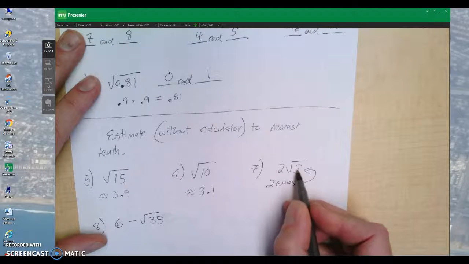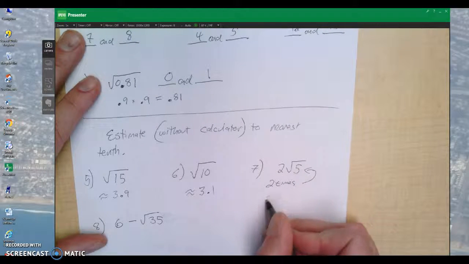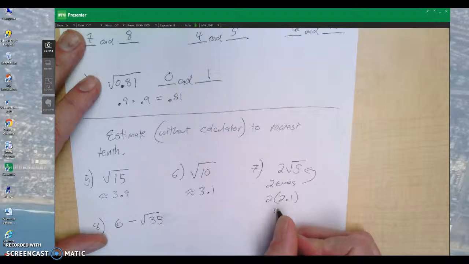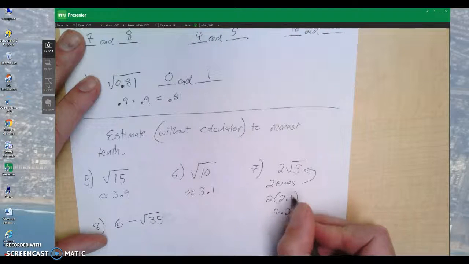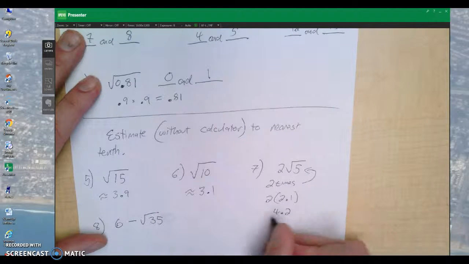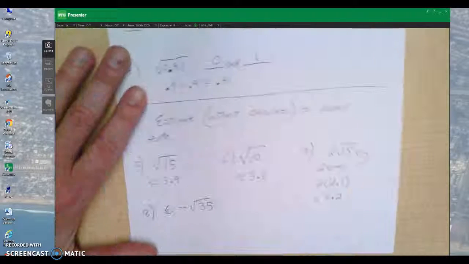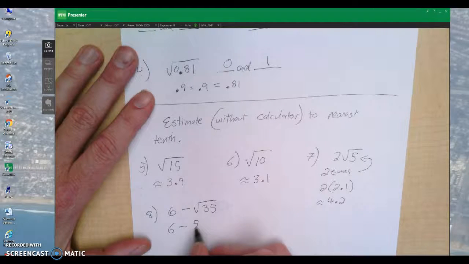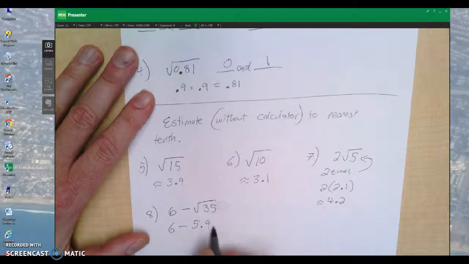Well, the square root of 5 is a little bit more than the square root of 4. So if I think of it as maybe like 2.1, if you multiply 2 times 2.1, you get 4.2. Now maybe if you put 2.2 here, you would have gotten 4.4. So somewhere in the ballpark there. And lastly, number 8, you're subtracting whatever this square root is. So the square root of 35 is awfully close to the square root of 36, just slightly less. So the square root of 36 is 6, so I'm going to guess this is probably 5.9. So when you subtract that out, you should get 0.1 approximately.